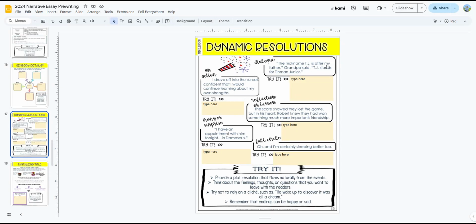The nickname TJ is after my father, Grandpa said. TJ stands for Tin Man Jr. So you could have dialogue be the way you end your story, and it would be something interesting for the reader to read. This one says an action, and it says, I drove off into the sunset confident that I would continue learning about my own strengths. So it tells us an action, but it tells us a little bit more about what could happen in the future too.